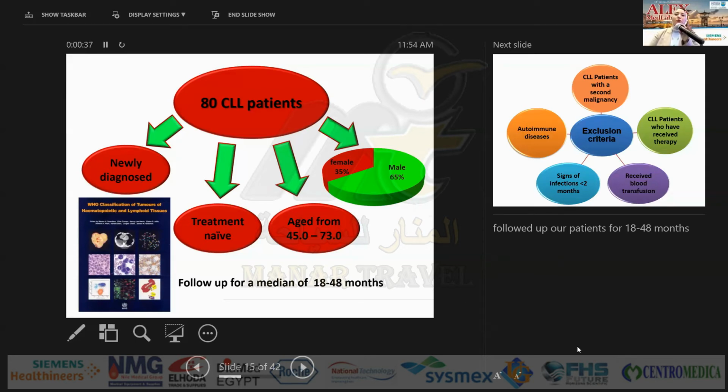The current work was carried out in 80 CLL patients admitted to Alexandria Main University Hospital in the period from 2016 to 2019. They were newly diagnosed according to the WHO criteria, treatment naive, aged from 45 to 73 years old. 35% of them were females and 65% were males. And we followed up our patients for a median period of 18 to 48 months.